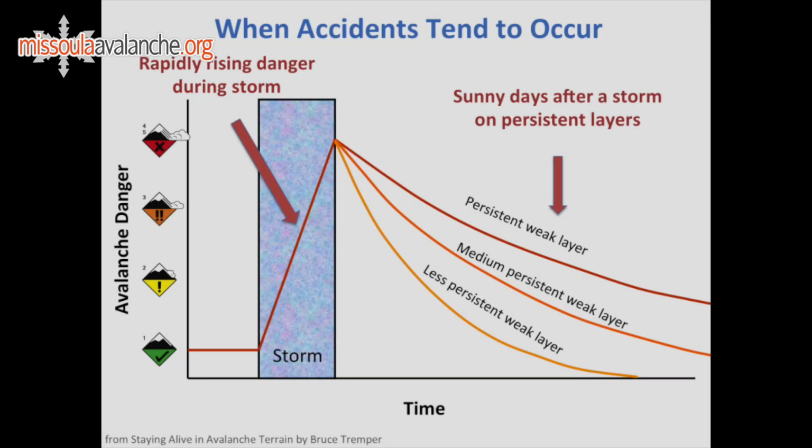And this problem's not going to go away quickly, hence the term persistent weak layers. Human-triggered avalanches will become less likely by the day, but it will still be possible to trigger a large and destructive avalanche for at least the next week.